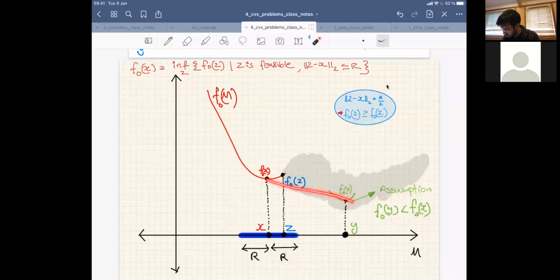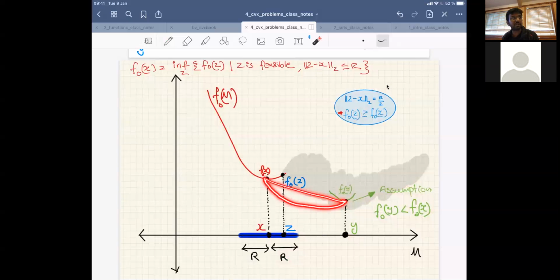So if you draw a line between two points on the convex function, we know that the function value should lie below this line, right? That's the basic definition of convexity, right? Jensen's inequality. So we use the first definition.